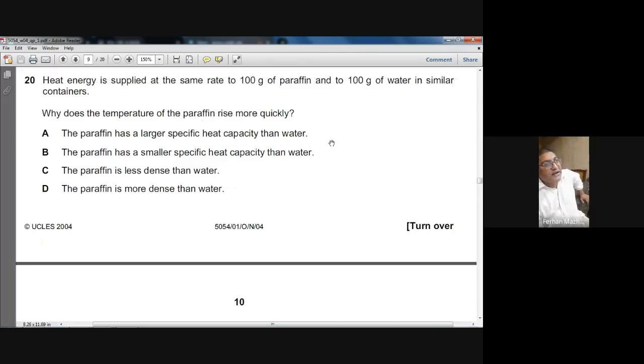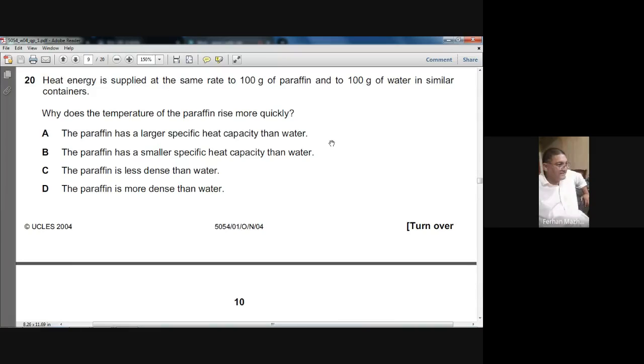Heat energy is supplied at the same rate to 200 gram of paraffin and 200 gram of water in similar containers. Why does the temperature of the paraffin rise more quickly? If you have the same mass of paraffin and water, and you are providing them heat at the same rate for the same time, why will there be a greater temperature rise in paraffin? The reason is one thing which is different in paraffin and water: their specific heat capacity. The temperature of the paraffin rises more because it has low specific heat capacity. So its temperature will rise more quickly.